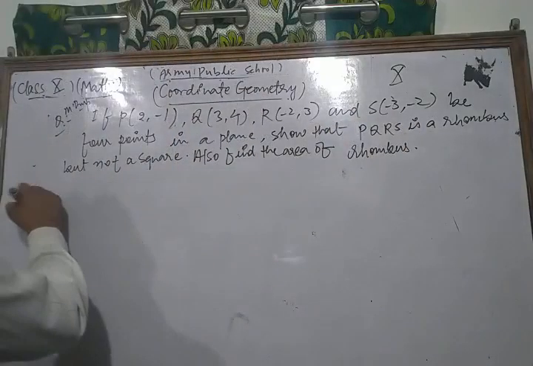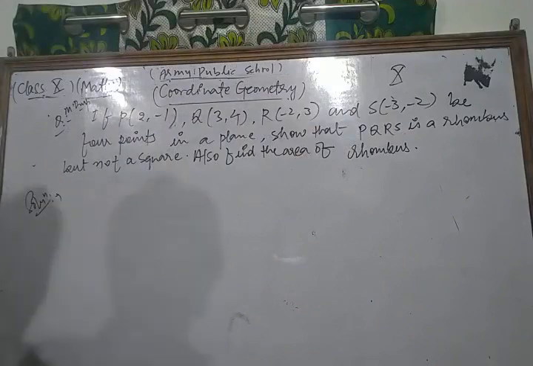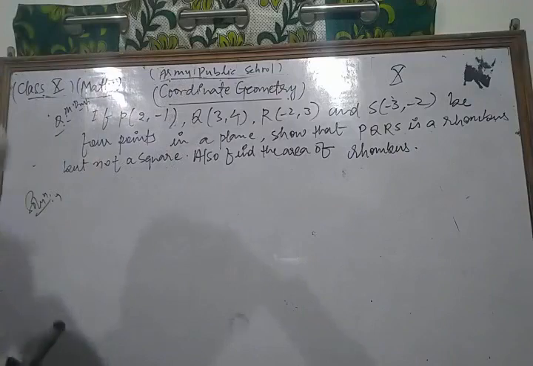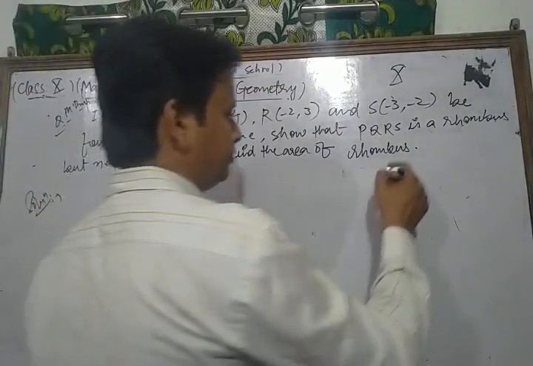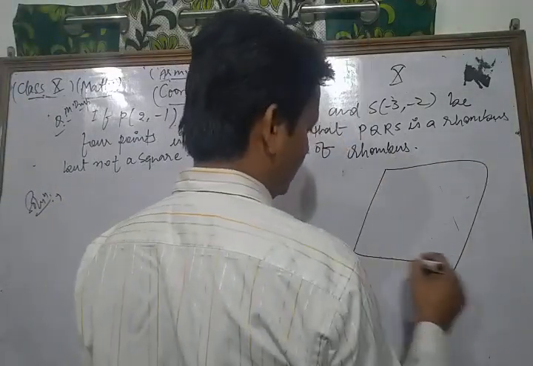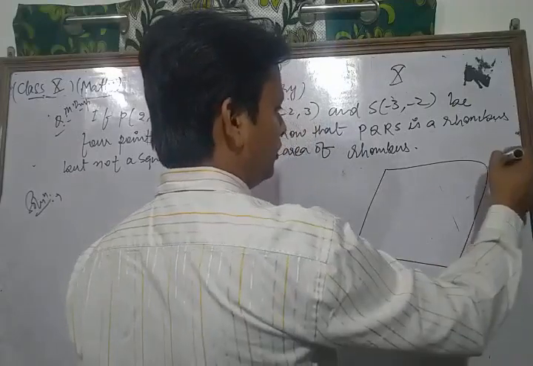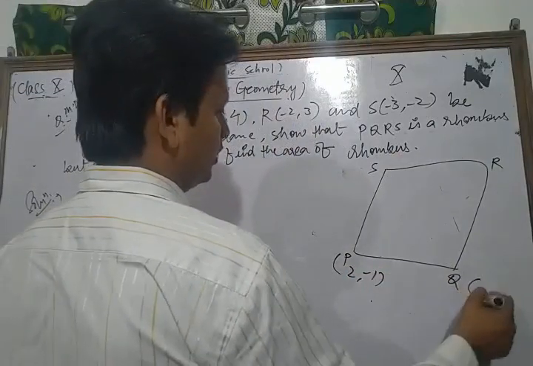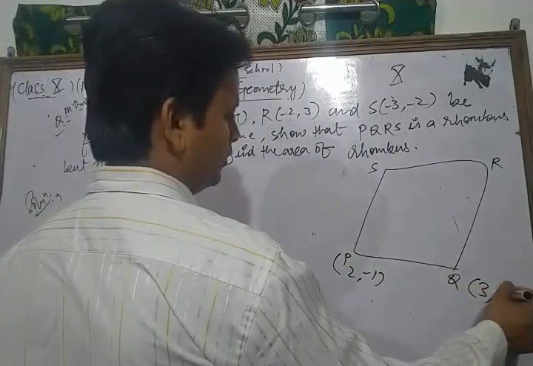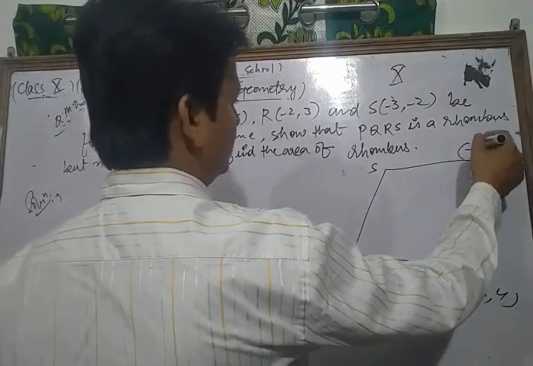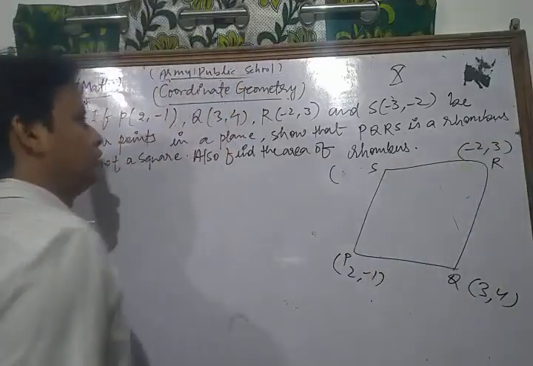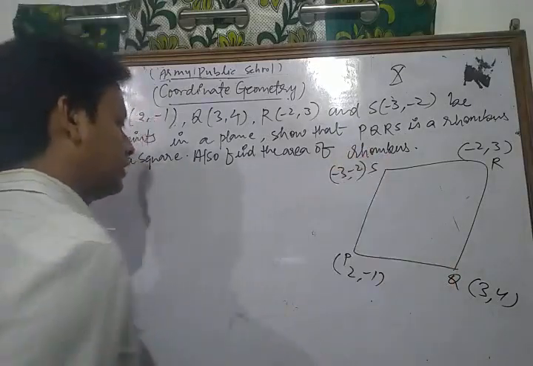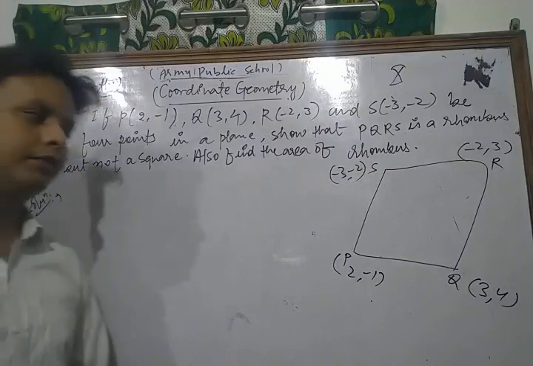Now let's see its solution. This is also a very important question of your syllabus. So let's see what is the process to solve that type of question. First of all, we form a quadrilateral PQRS. The coordinate of P is (2, -1). The coordinate of Q is (3, 4). The coordinate of R is (-2, 3), and S is (-3, -2). Okay, we have to show that what?